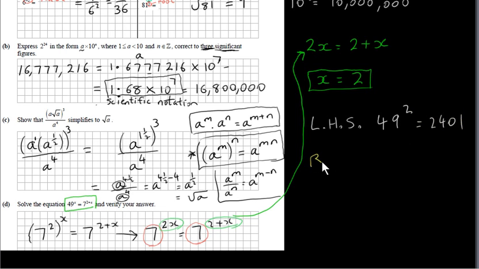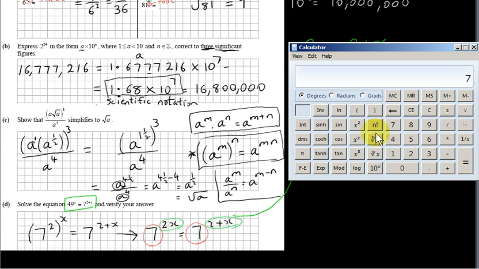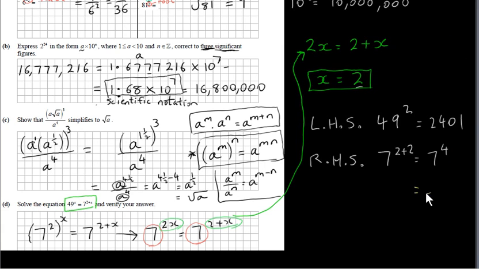If we look at the right hand side, we have 7 to the power of 2 plus x. 7 to the power of 2 plus x, x is 2. This is 7 to the power of 4. 7 to the power of 4 is 2401. So the left hand side equals the right hand side.